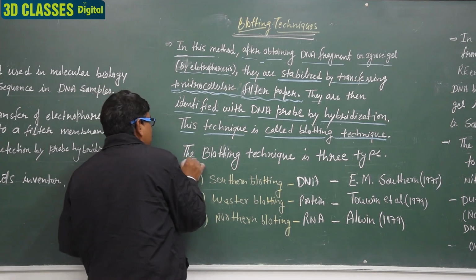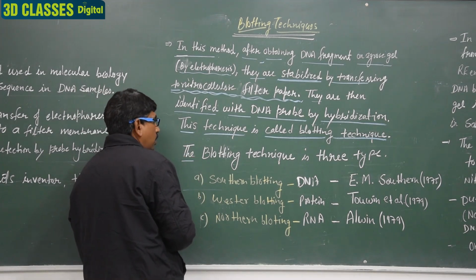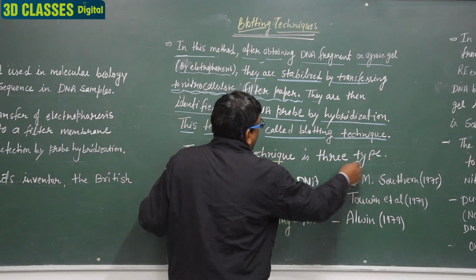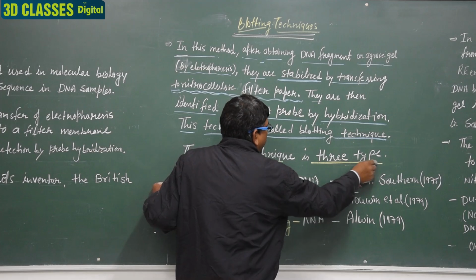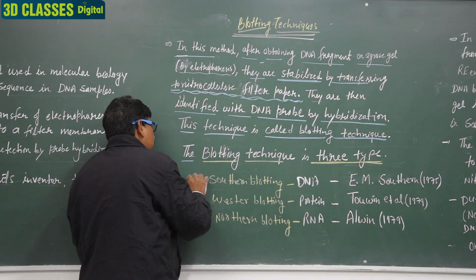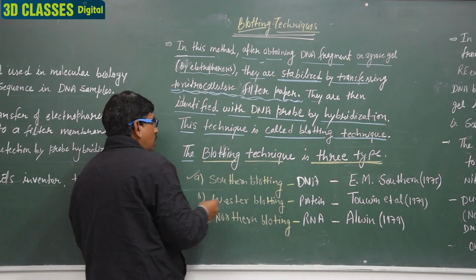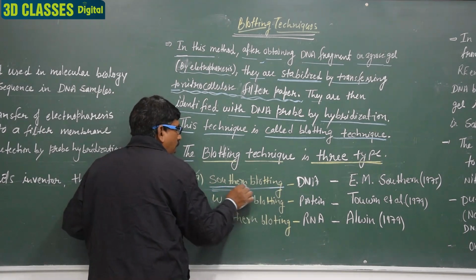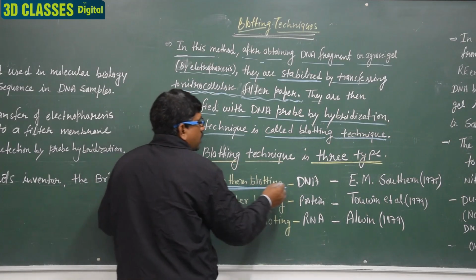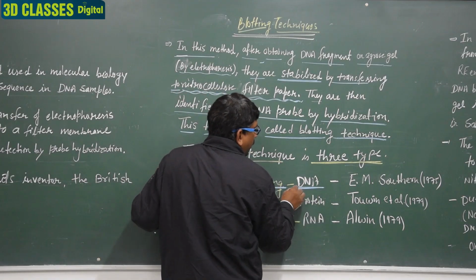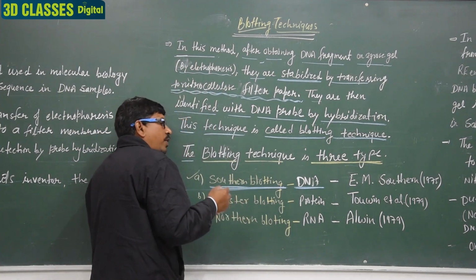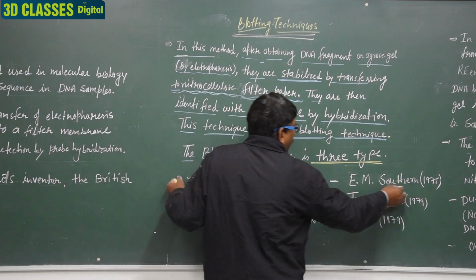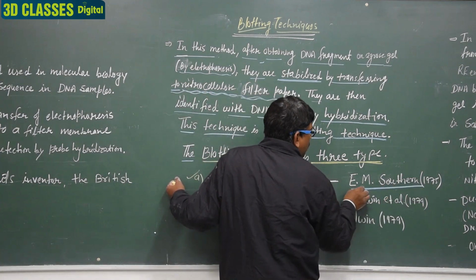On the basis of the material, the blotting technique is of three types. The first one is the Southern blotting. It was proposed by the scientist E. M. Southern, and it is for DNA. Here the material is DNA. So a particular DNA sequence is separated with the help of Southern blotting, and it was discovered by E. M. Southern in 1975.